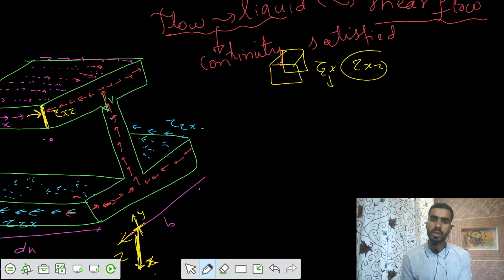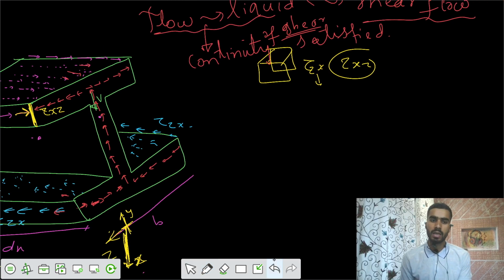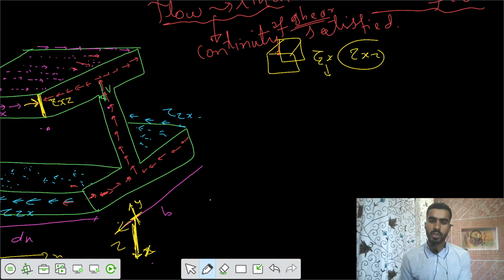Continuity of shear flow should be satisfied at the junction. Say if from the side some shear flow is coming to the junction, and from the other side there's some shear flow acting. So on the web side we should have some 2q naught entering the junction into the web. Similarly, once it reaches the top, it should give the same value of shear flow. We should verify that.